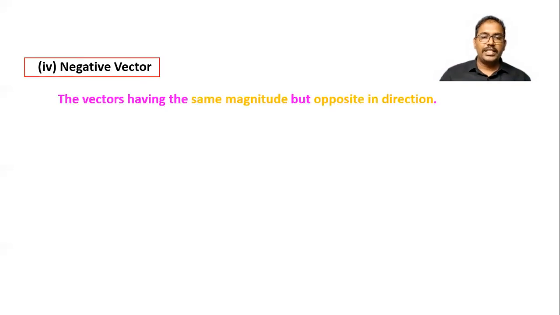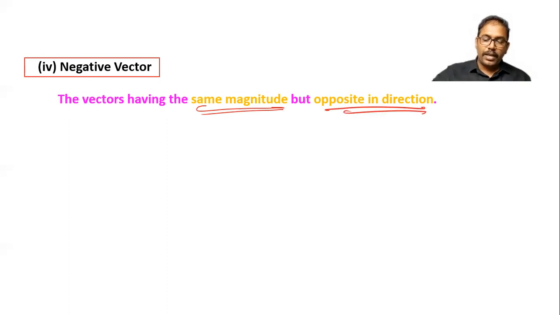Now the next type of vector is the negative vector. Now what is a negative vector? A negative vector means vectors having the same magnitude. See here, same magnitude but opposite in direction. They are called negative vectors.